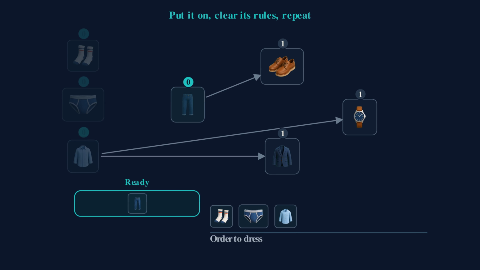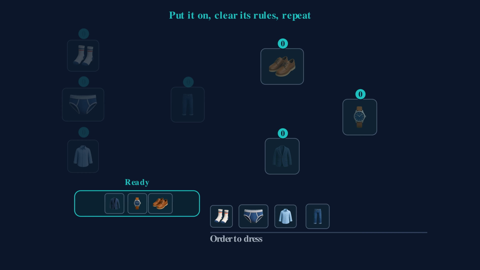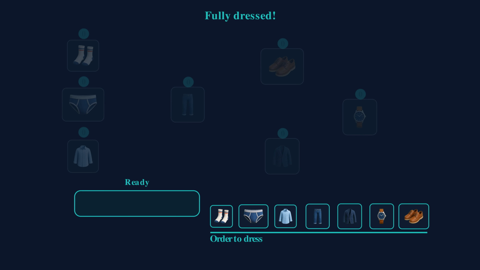Then the shirt goes on. The shirt was holding up 2 rules, the jacket and the watch. Clear them both. Both counts fall to 0, so both are free now. Now the pants go on. And that clears the shoes' very last rule. Their count finally hits 0, so the shoes are free too. And from here, it just falls out. The jacket, the watch, and finally the shoes, each already free. So on they go, one after another, until you're fully dressed. And there it is, fully dressed. Out of that whole tangle of rules, we found one clean order that actually works.